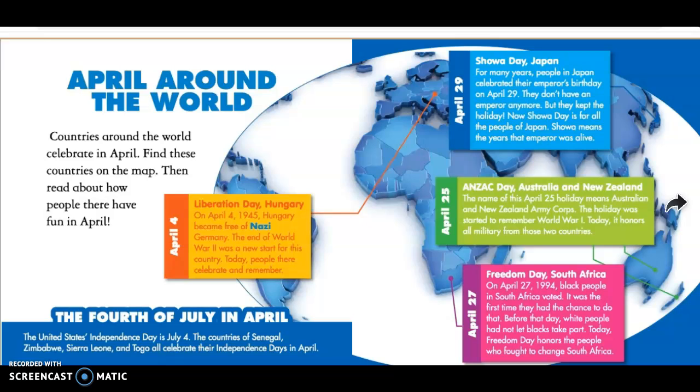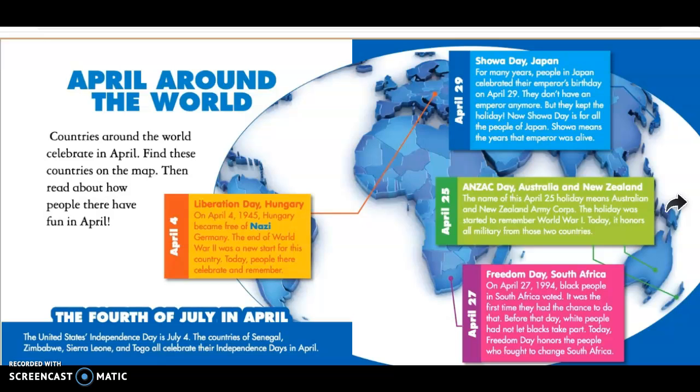April 25th, Anzac Day, is in Australia and New Zealand. The name of this April 25th holiday means Australian and New Zealand Army Corps. The holiday was started to remember World War I. Today it honors all military from those two countries.